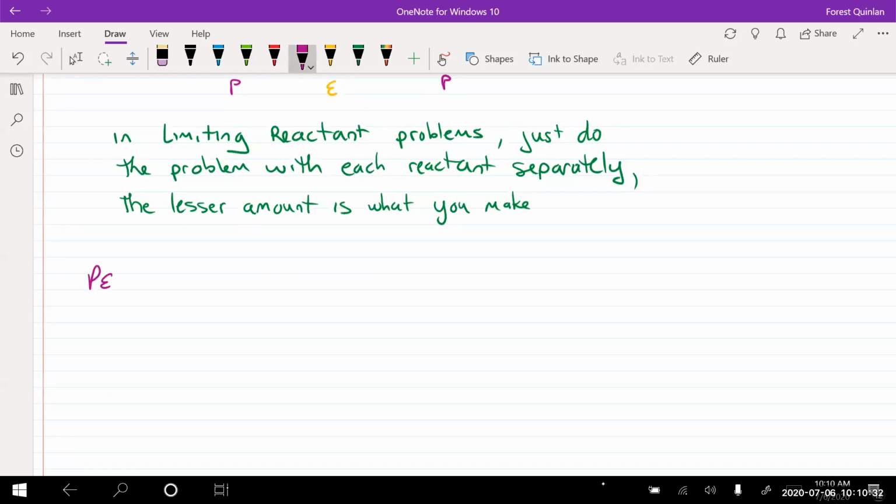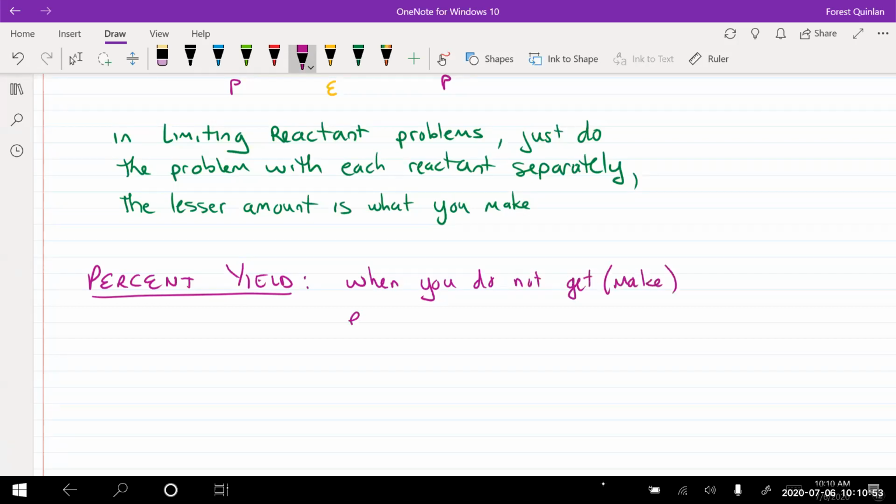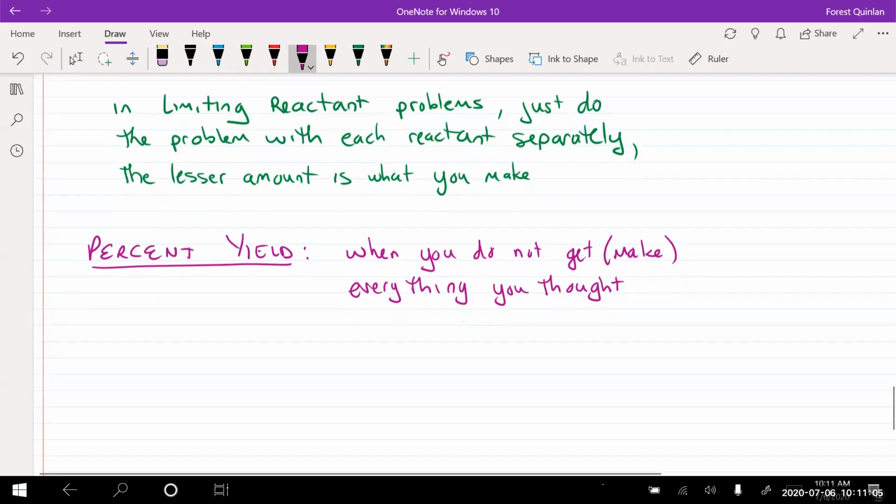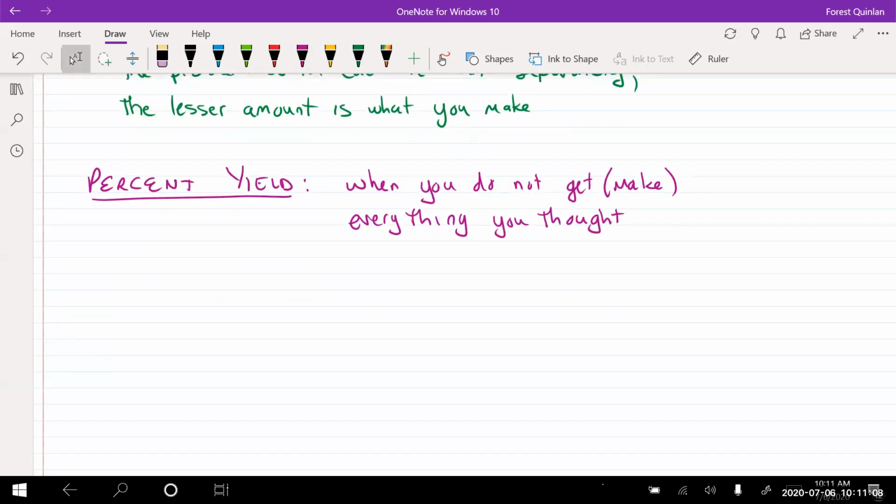So, the percent yield. This is when you do not get or make everything you thought. I think this is the last time we see percents, but they're all the same. It's the part over the whole, or what you actually got divided by what you theoretically should have gotten.